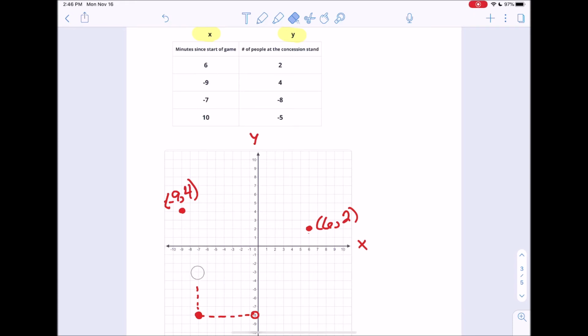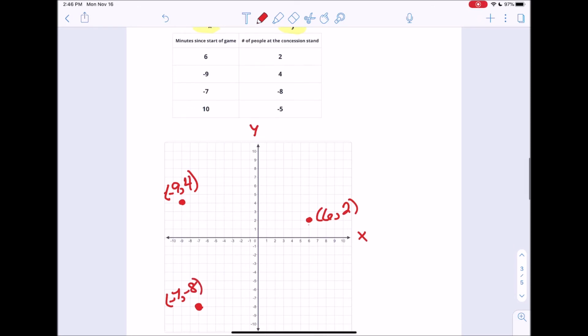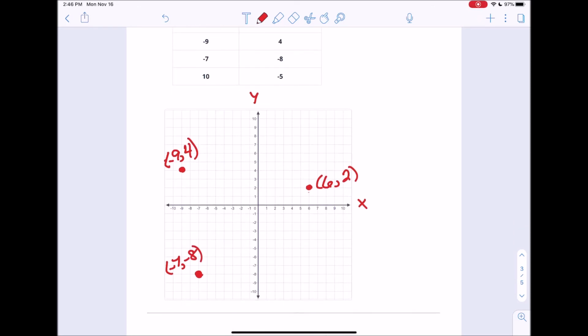Okay, and we are not connecting these dots. Do not connect the dots in the program, because that's not the purpose of this. We're just plotting points. We're not connecting dots. There is no mystery image you're supposed to see. You're just plotting points, okay? And then last but not least, we have 10 and -5. We see where those meet, and our dot goes here, okay? So your graph should look something like this.